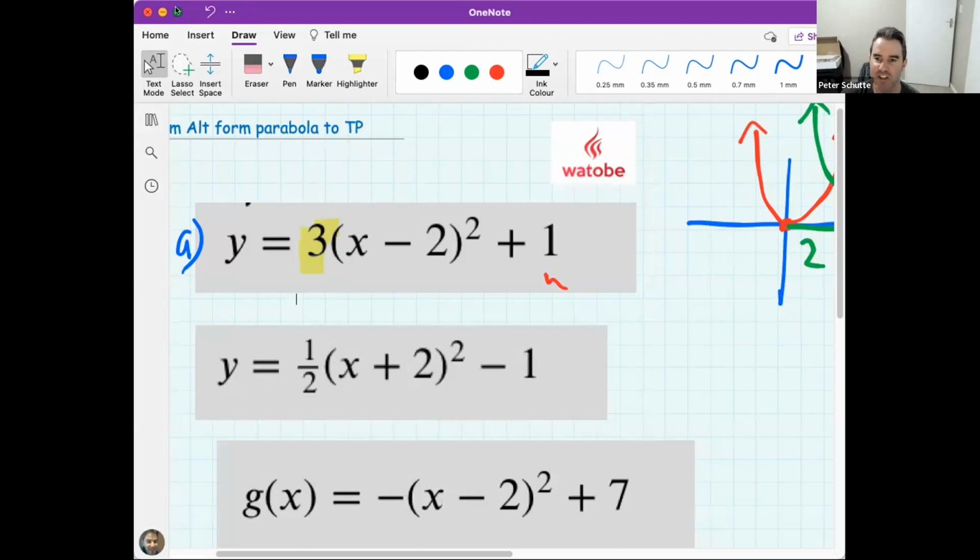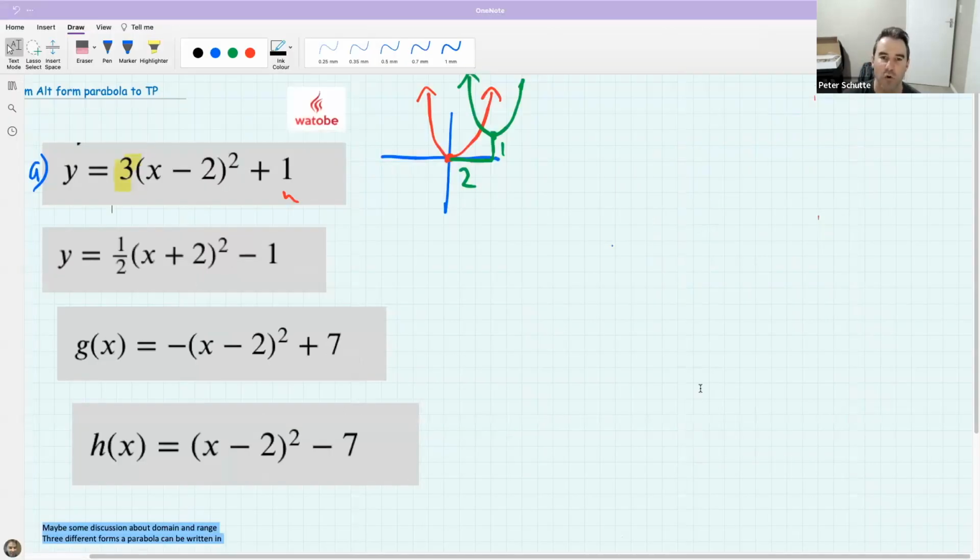It gets narrower. It changes the gradient. Yes. So if the A value is bigger than 1, all that's going to happen is it's still going to have the same turning point, but it just goes up steeper like that.